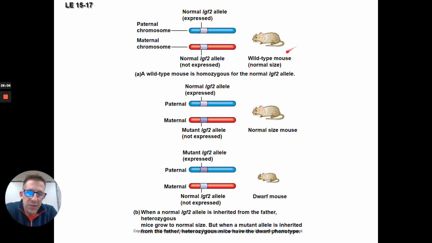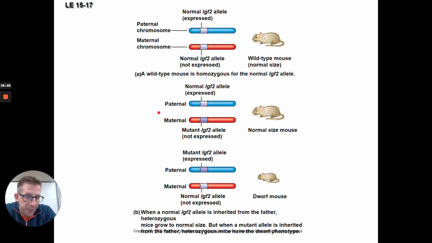Now, let's go to the next one. Let's take this into account. If normal is going to be dominant, okay, and make him normal-sized, then the mutant version of this is going to be recessive, and it's going to cause him to be a small mouse. Okay? So let's look at this example.